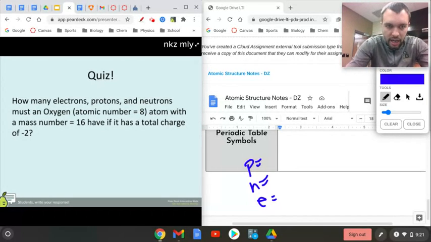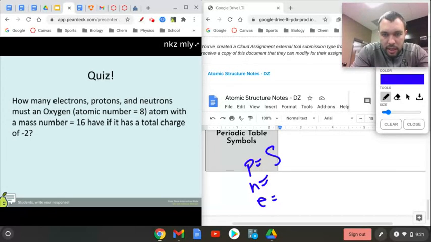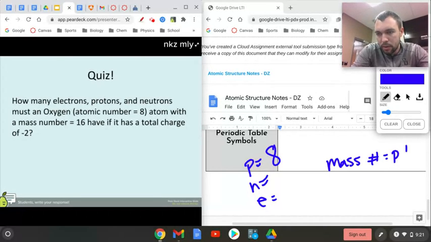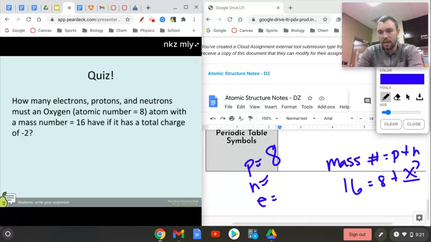Welcome back. All right, here we go. Protons, 8, because that's its atomic number. Boom, no trick. Mass number, we're getting the hang of this now. Mass number equals protons plus neutrons. Plug in the numbers: 16 equals 8 plus x, question mark, whatever you want to write there. We can mathematically solve, subtract 8, or sometimes it's easier: 8 plus blank equals 16. The answer is 8. 8 plus 8 is 16.